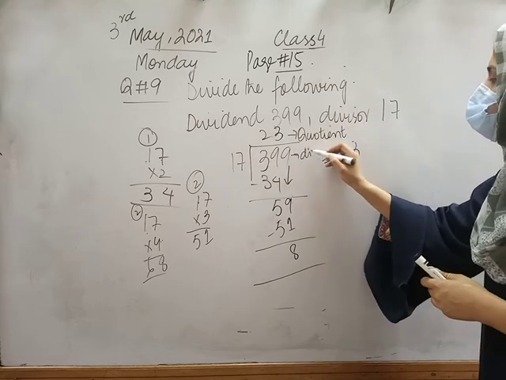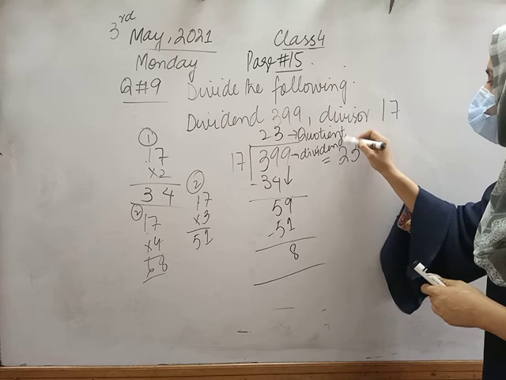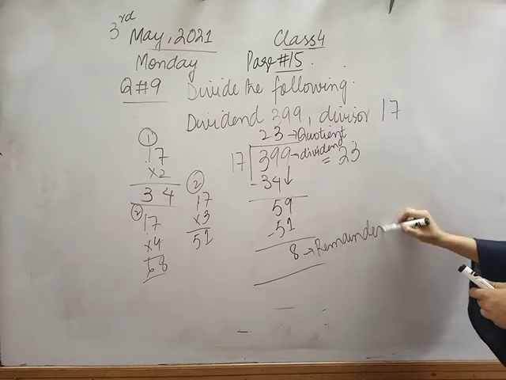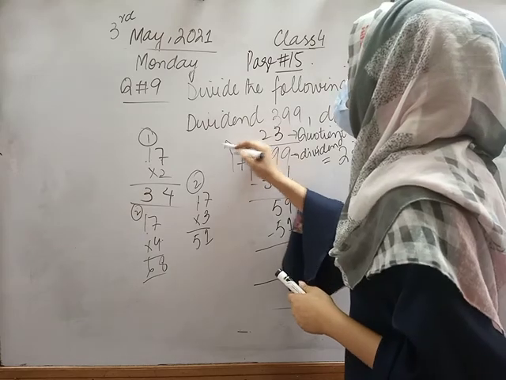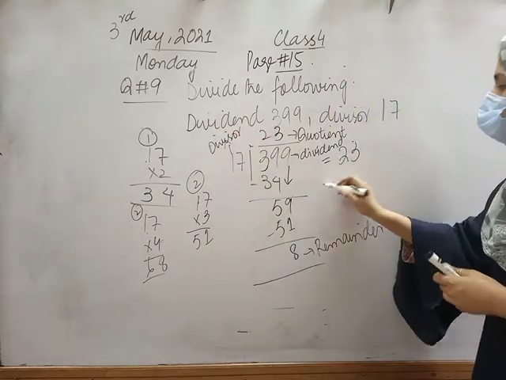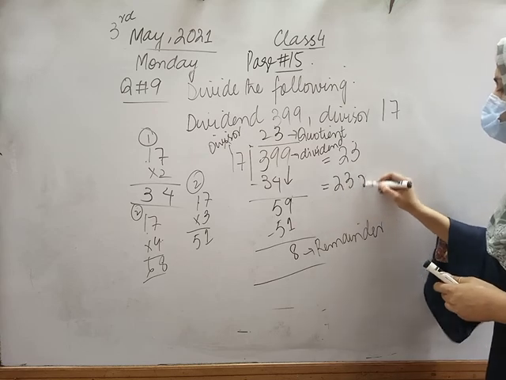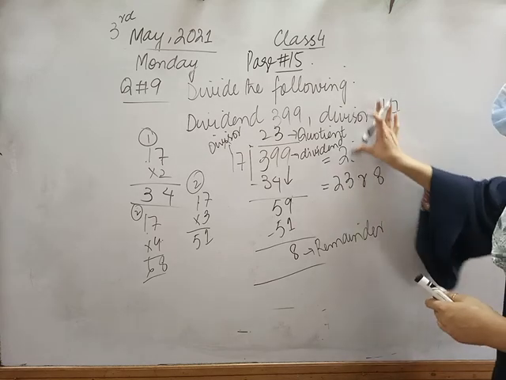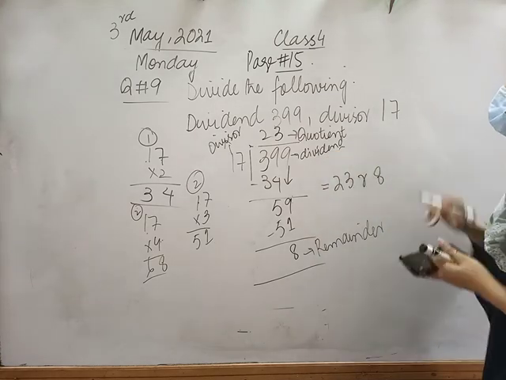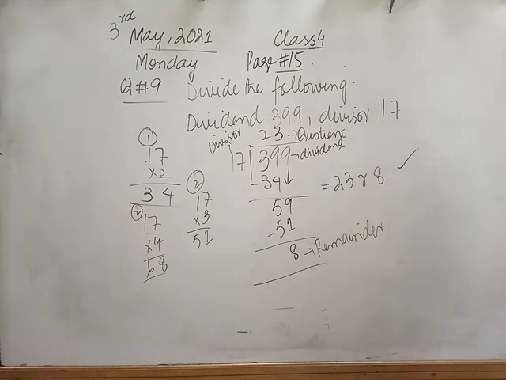This is dividend. This is remainder. And this is divisor. So 23 remainder 8. So this is the way to write your answer.